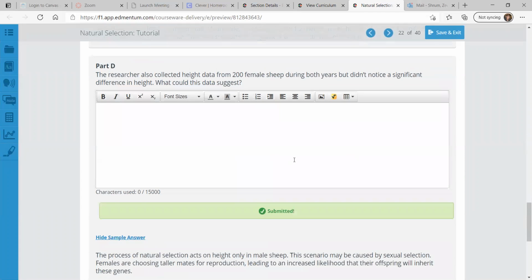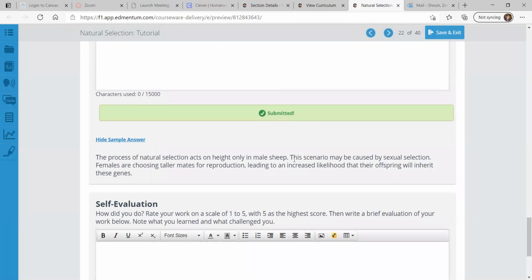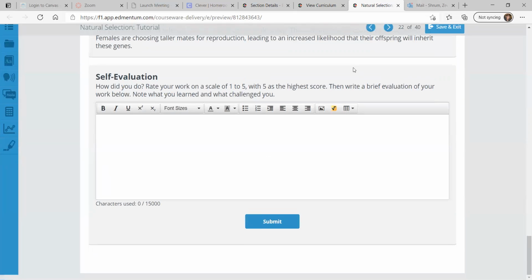The researcher also collected height data from 200 female sheep during both years, but didn't notice a significant difference in height. What could this data suggest? The process of natural selection acts on height only in male sheep at this point. This scenario may be caused by sexual selection. Females are choosing taller mates for reproduction, leading to an increased likelihood that their offspring will inherit these genes.